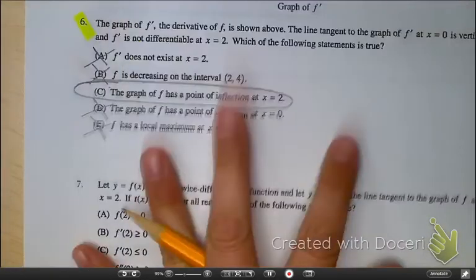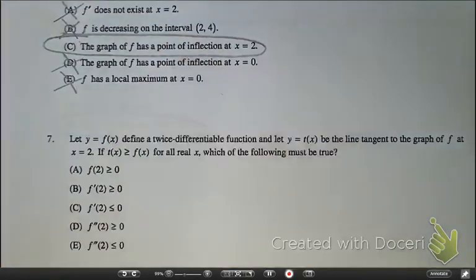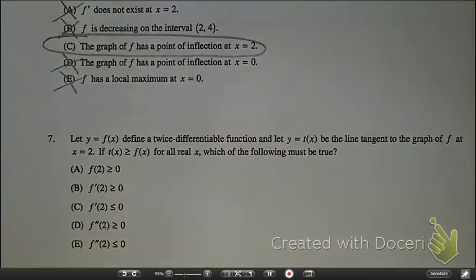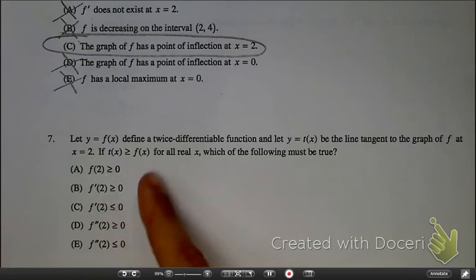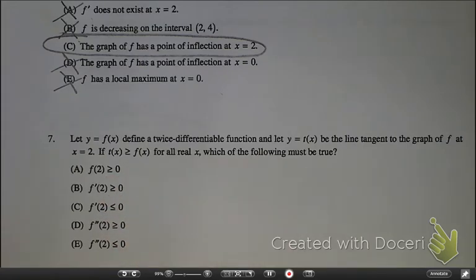Number 7. Number 7 says, let y equal f of x define a twice differentiable function. Let y equal t of x be the line tangent to the graph of f at x equals 2. It says, if t of x is greater than or equal to f of x for all real x, which of the following must be true?